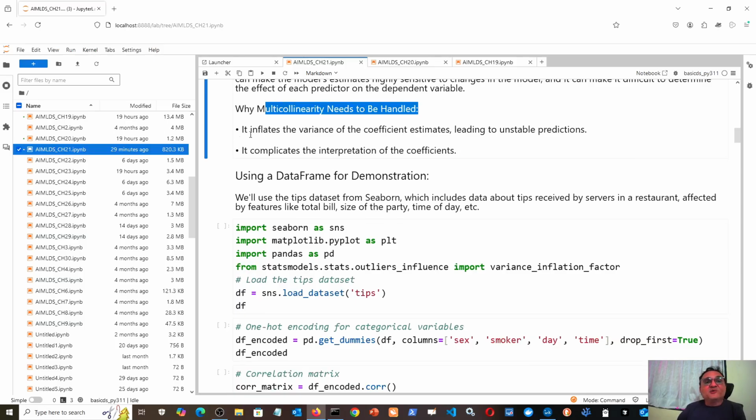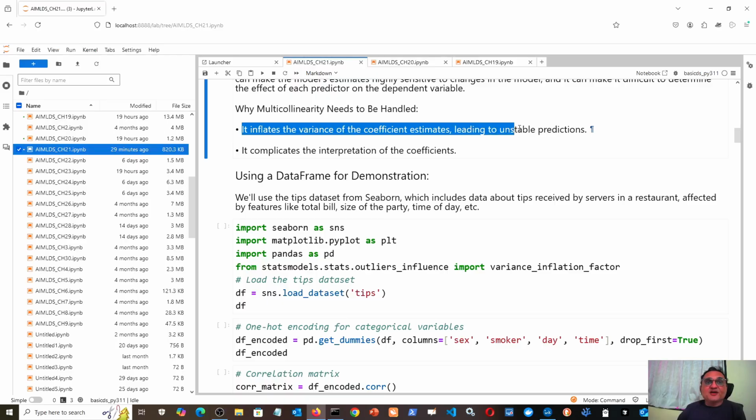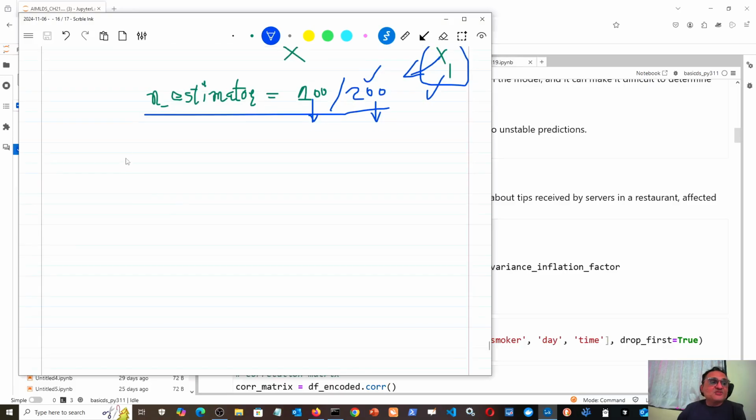Why does multi-collinearity need to be handled? One reason is that it inflates the variance of coefficient estimates, leading to unstable prediction. So what is the meaning? Suppose your model is y equal to beta 0 plus beta 1 x1 plus beta 2 x2 plus beta 3 x3. Let me add one more term also, plus beta 4 x4, right?